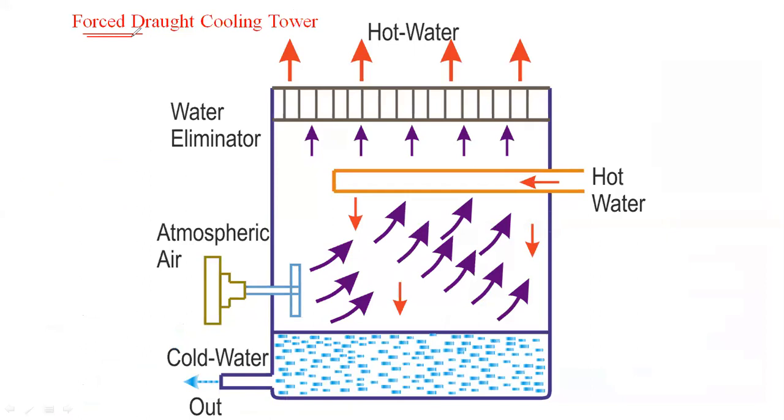At the bottom of the cooling tower we place the forced draft fan, which is given some supply for rotating the fan. Due to that, the cooling takes place. Here also it is the same thing. At the top portion the hot water is carried. Now you can see here, the hot water is the inlet. The water falls to the ground side.